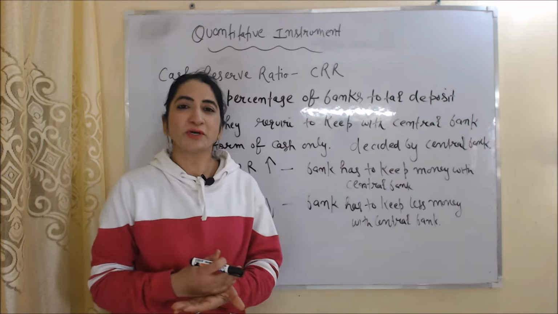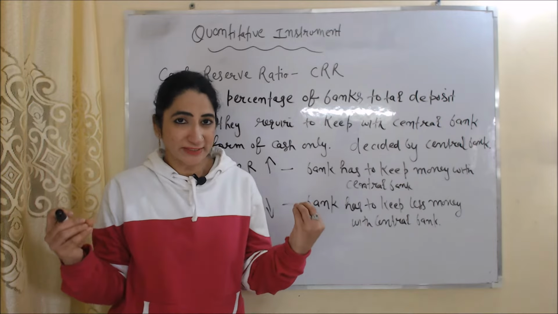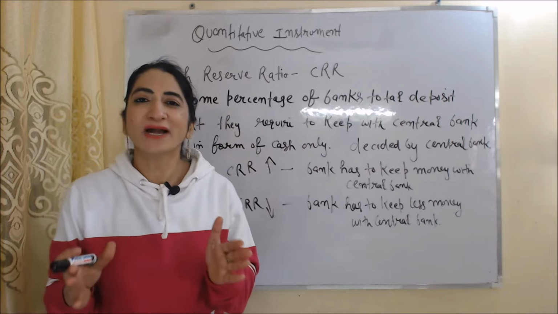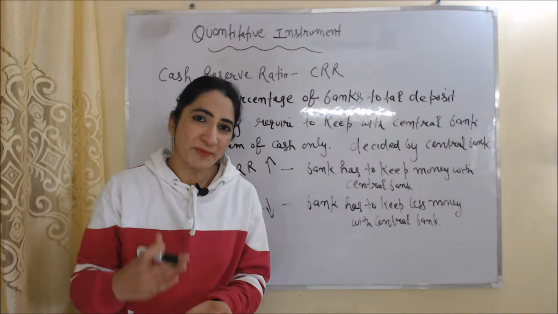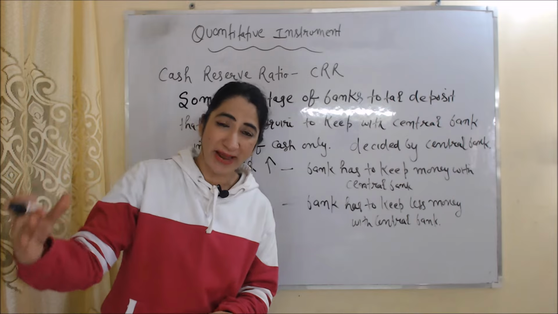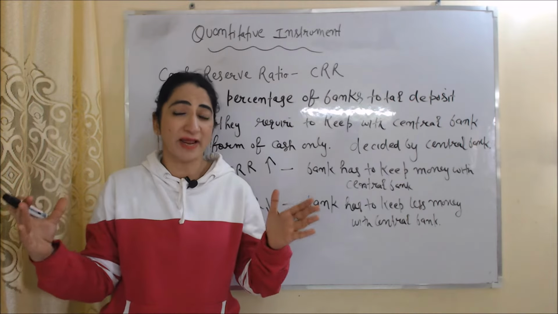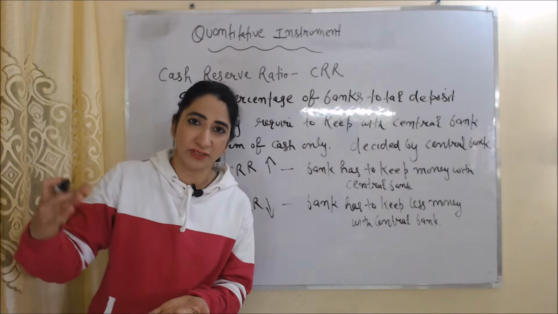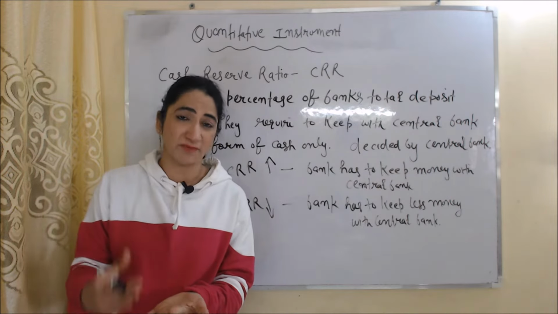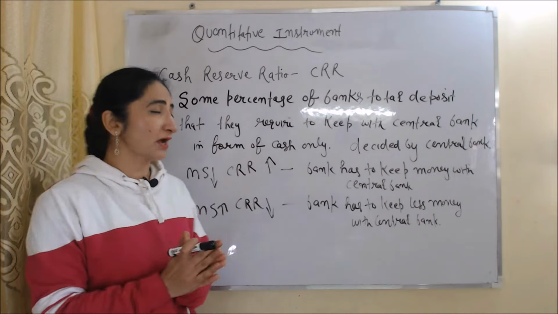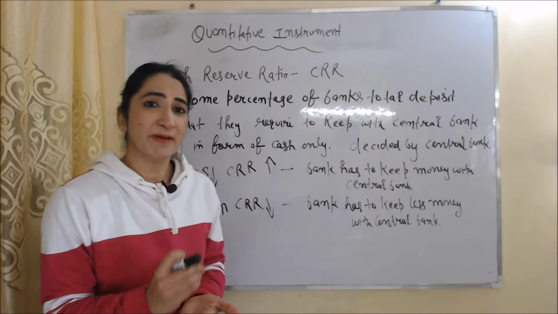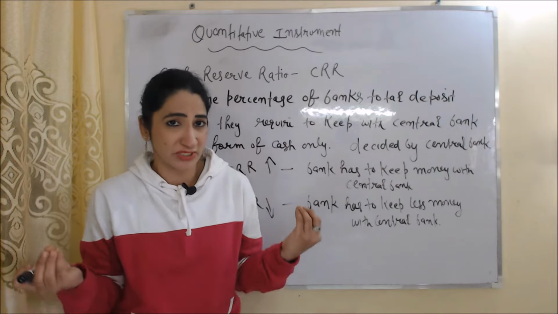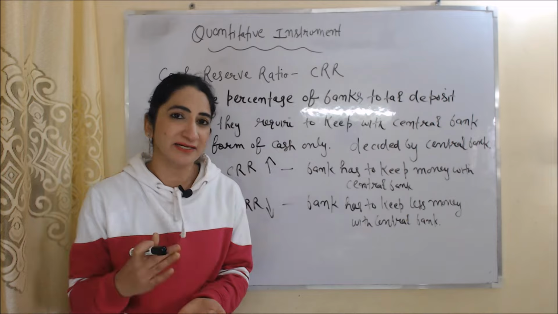Firstly, we are going to talk about quantitative instruments. First quantitative instrument is cash reserve ratio. In short, we call it CRR. So what is CRR? CRR is some percentage of the total deposits of banks that they need to keep with the central bank in the form of cash only. For example, total deposit of a commercial bank is 1 crore and they need to keep 5% of 1 crore as cash with the central bank. CRR is decided by the central bank.